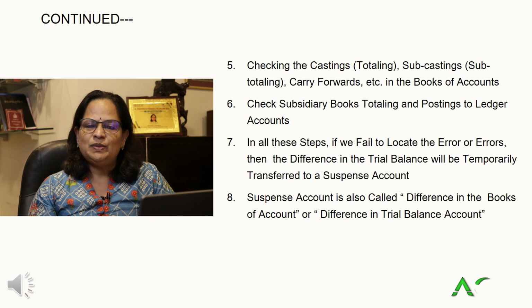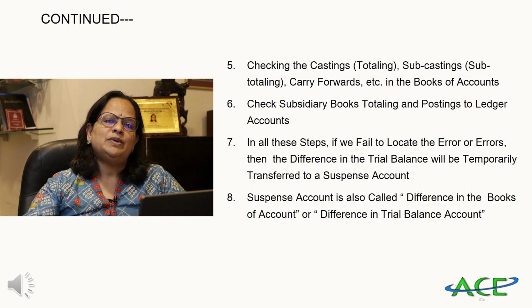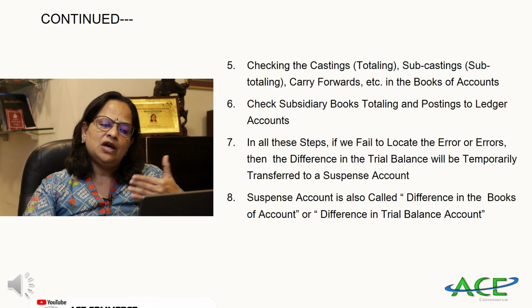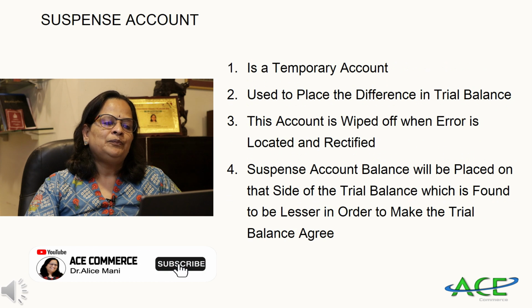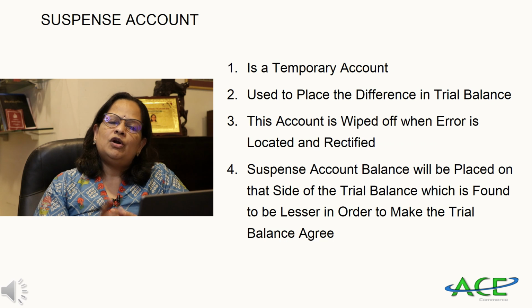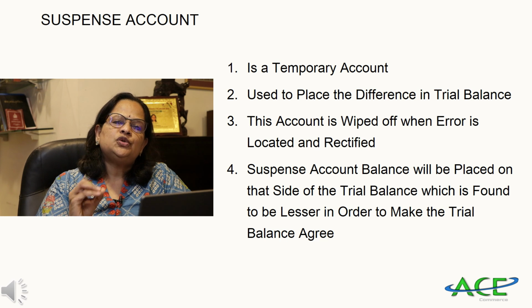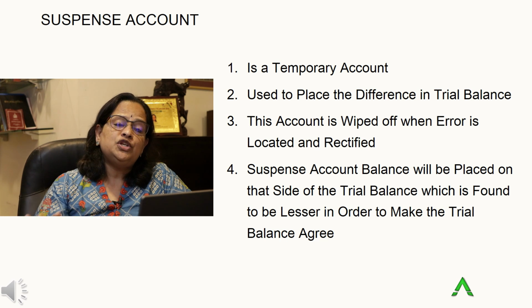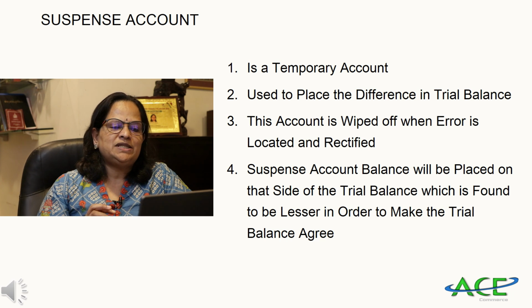Debit side is short by 3000 or credit side is short by 3000. We will come to know how we are adjusting the suspense account. Now I am going to explain the importance of the suspense account. Always remember that the suspense account is only a temporary account. It's not going to be a permanent thing. Till you rectify the error, we will keep the suspense account.